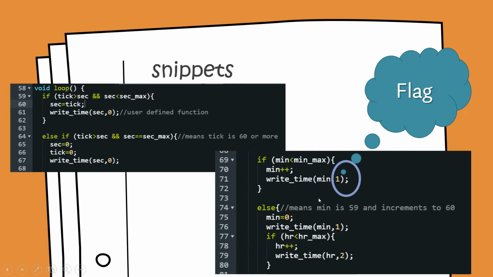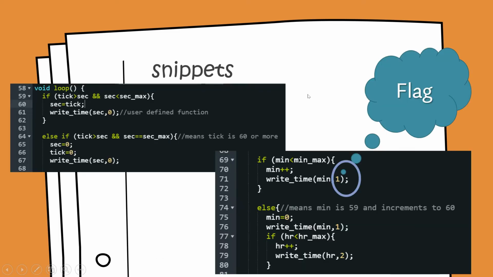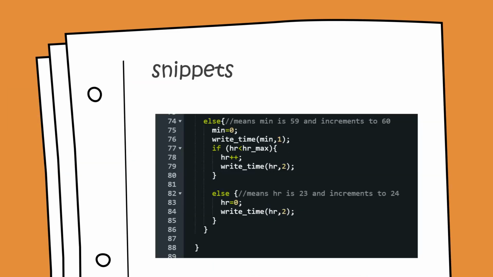And here we are using a function write time. So what this is going to do is that it passes on the value of minute and a flag. So this flag 0, 1 and 2 basically tells the write time function whether it has to update the hour or the minute or the second value. And this is the write time function. So write time function basically takes two arguments. One, it takes the value which has to be written, and then it takes the integer C. So this integer C is basically this flag which I have indicated here, which tells this function whether it has to update the hour value or the minute value or the second value.